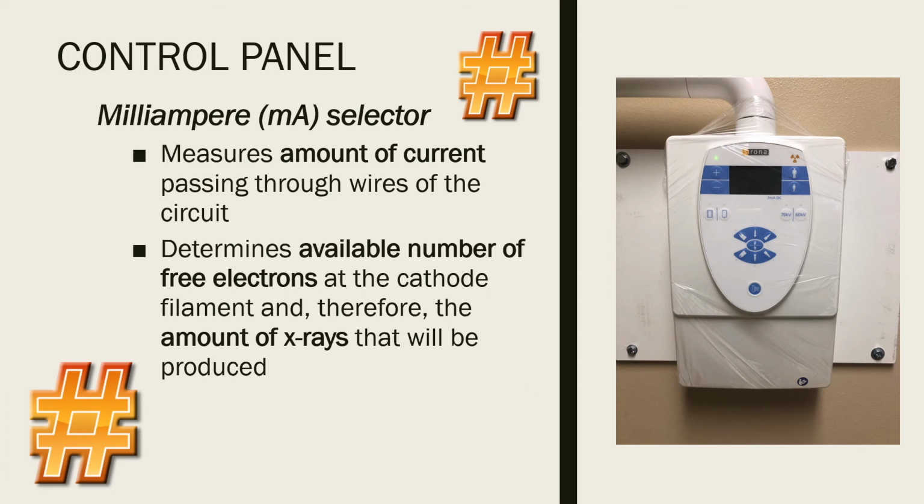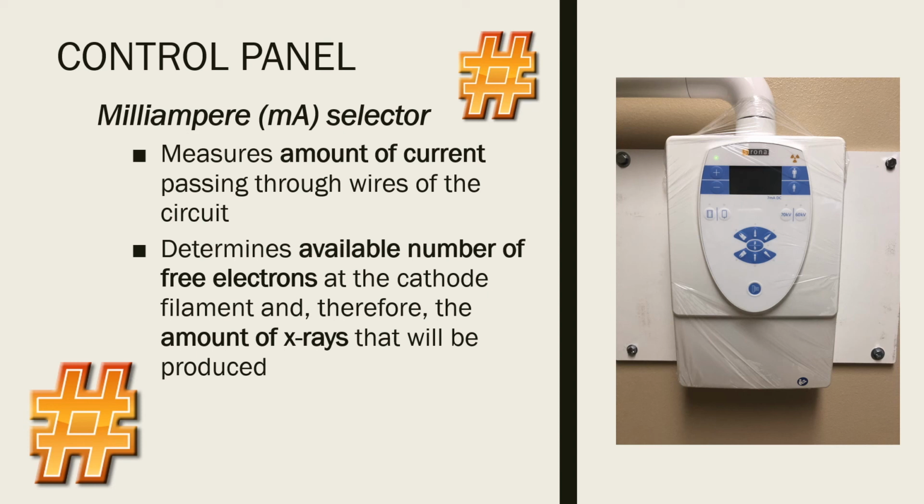Next is the milliampere selector or the milliamperage selector or the mA selector. This measures the amount of electrical current traveling through the wires of the circuit. Milliamperage determines the number of free electrons at the X-ray tube. Therefore, it determines the amount of X-rays that will be produced. So setting the milliamperage will determine how much X-rays will be produced.